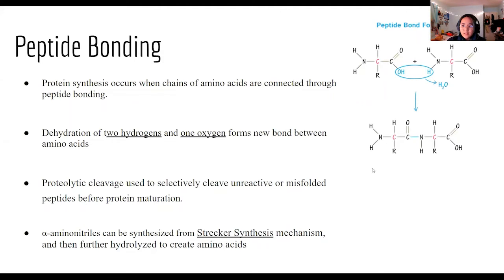And as you can see, there is an amino group and a carboxyl group. So this is how long chains of amino acids can be formed into peptides. And then those peptides can create proteins.